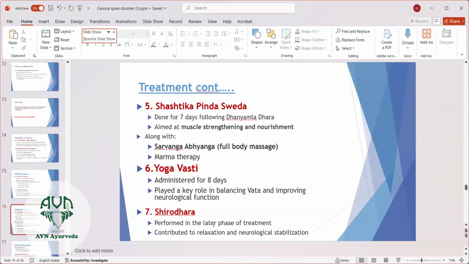Along with that, Snehapana was continued. Shashtika Pindasweda was done for 7 days following Dhanyamla Dhara, aimed at muscle strengthening and nourishment, along with Sarvanga Abhyanga. Along with the Shashtika Pindasweda, whole body massage was also done with Marma stimulation treatment. After that, Yoga Basti was done for 8 days, which played a key role in balancing Vata and improving neurological function. Finally, we also did Shirodhara. This later phase contributed to relaxation and neurological stabilization.